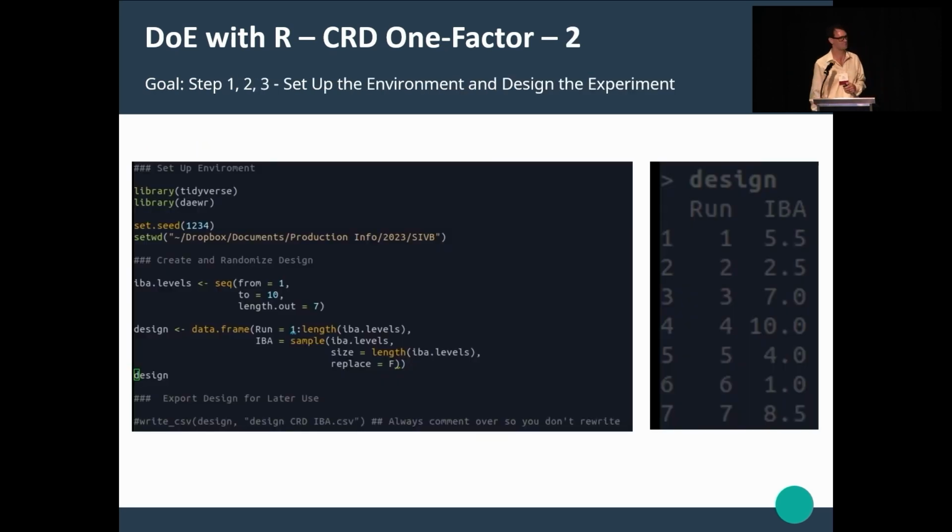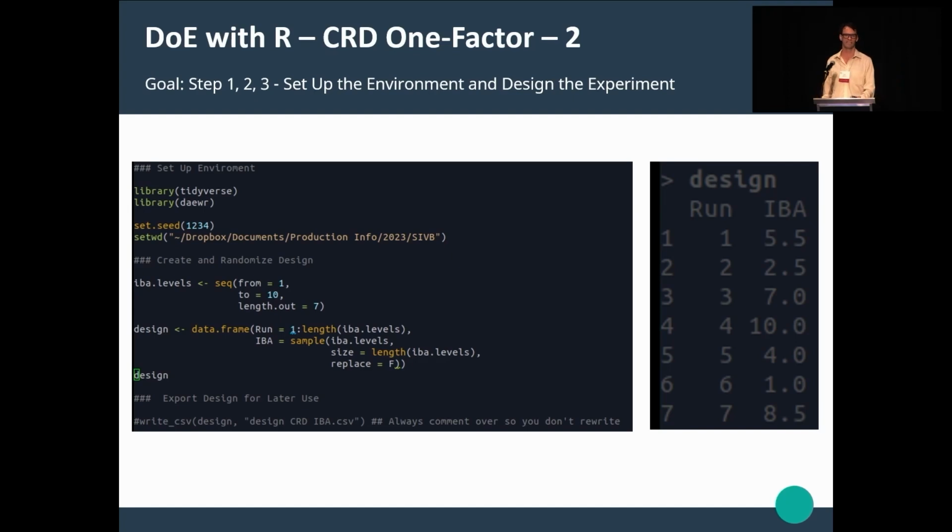So here's some basic R code of how to set up this design. The little hashtag things are comments. They're parts of the code that won't be executed. And so I'm installing the packages I want to use. I want to use the tidyverse package, and I want to use the DAWR package.